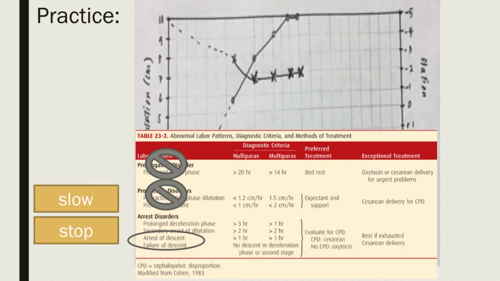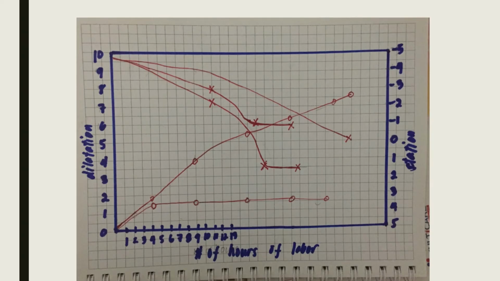And of course, let's look at the diagnostic criteria for failure of descent. Failure of descent means that there's no descent in the deceleration phase or the second stage. So our final diagnosis is failure of descent. Let's look at some more illustrations to illustrate further the different types of abnormal labor patterns.